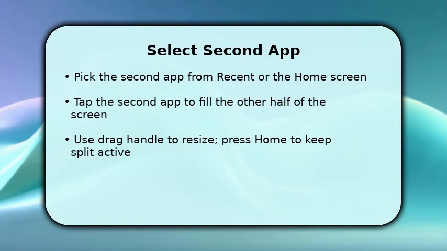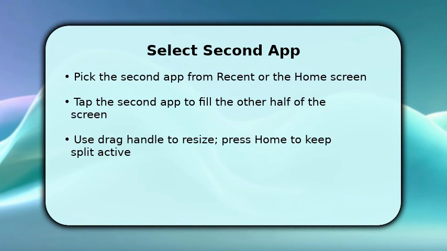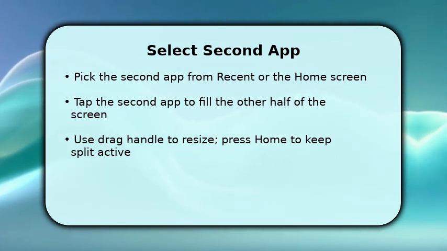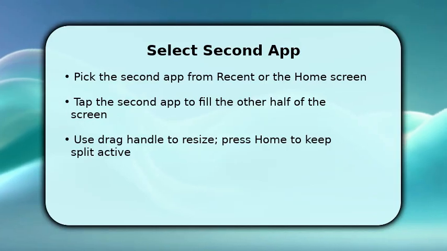Next, with the first app fixed, select the second app you want to run alongside it. You can pick it from recent or open it from home. The system will place it into the remaining half automatically.